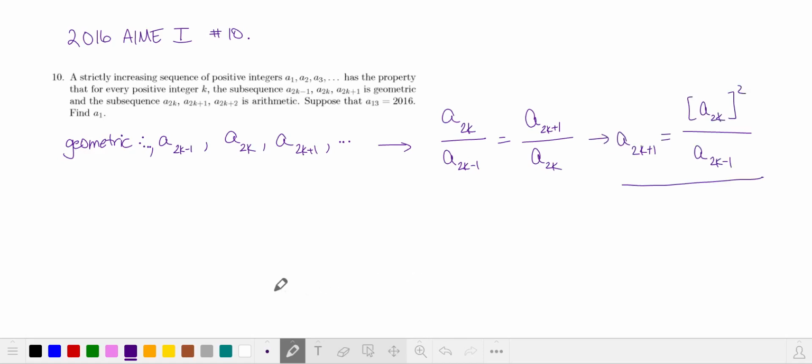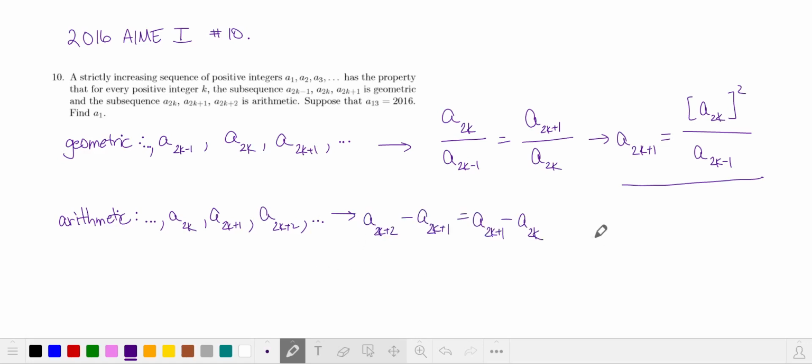We also have an arithmetic series that looks like this. Consecutive terms in an arithmetic series have a common difference. Let's solve for the last term in terms of the previous two.